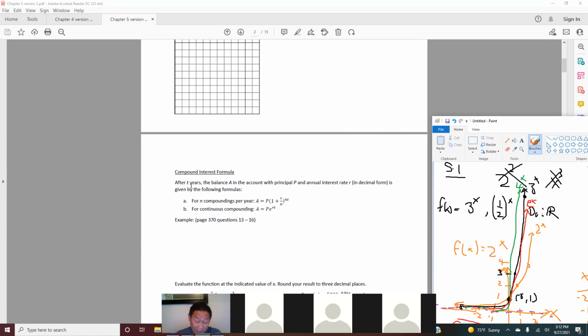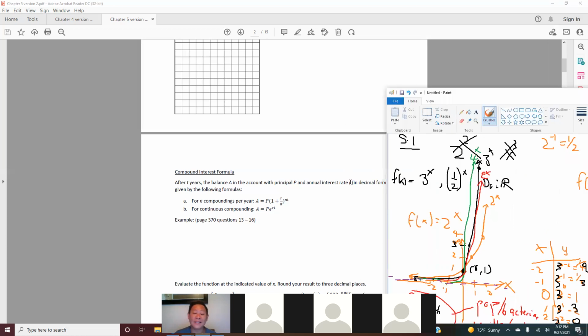So how many years? Usually it's measured in years. If it's measured in months, you have to divide by 12 to change it back to years. The reason why is because the rate is always an annual rate, so it's a per year rate. So the t is measured in years.